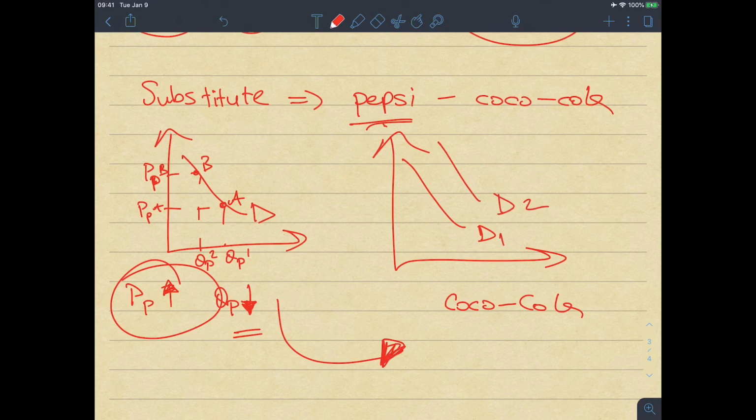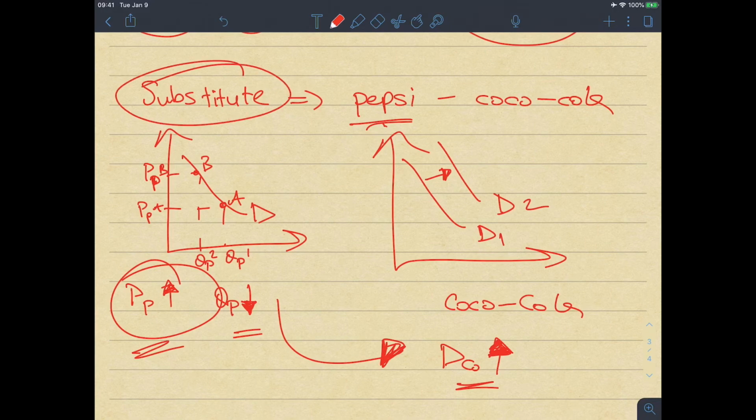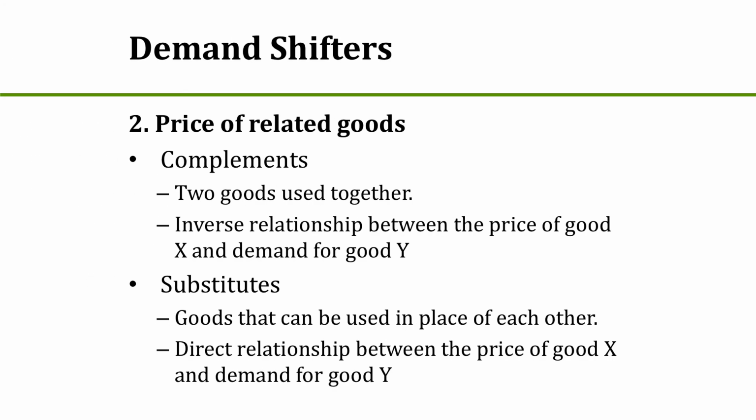So you will increase the demand in the Coca-Cola market. That's why the Coca-Cola market demand curve will shift to the right. As you can see, there is a positive relationship. When the price of one good increases, the demand for the related good, the substitute, is going to increase. That's the main idea for substitutes.